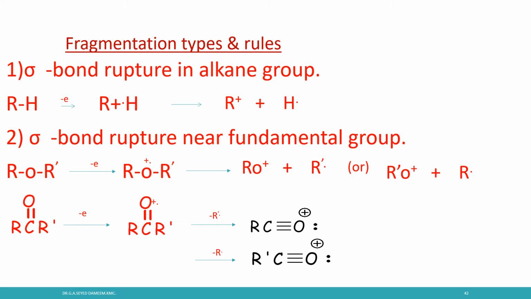Another fragmentation type is sigma bond rupture near a functional group. Here an ether group and a keto group are given. So another type of fragmentation is sigma bond rupture near a functional group. By taking the ether group and carbonyl group, the fragmentation type is explained.